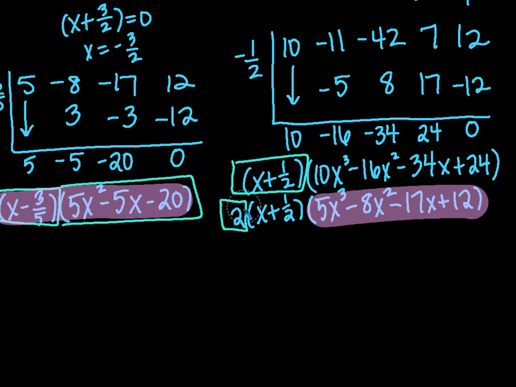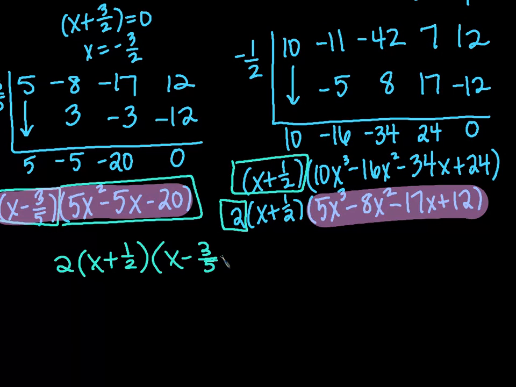So if I'm going to clean this up and write those factors together, I typically will start with my constant out to the left. So I'm going to have 2 times x plus 1/2 times x minus 3/5 times 5x squared minus 5x minus 20.